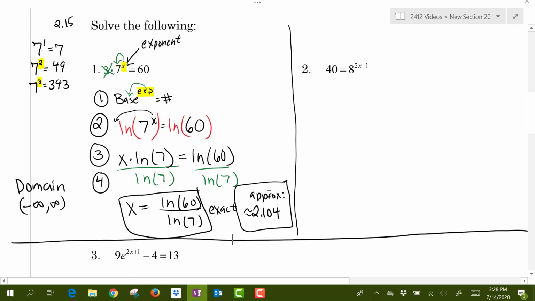Alright, and that answer is pretty close to what we chose. We guessed about 2.15 and the answer is 2.104. So that is the exponent that would be required approximately to get to 60.